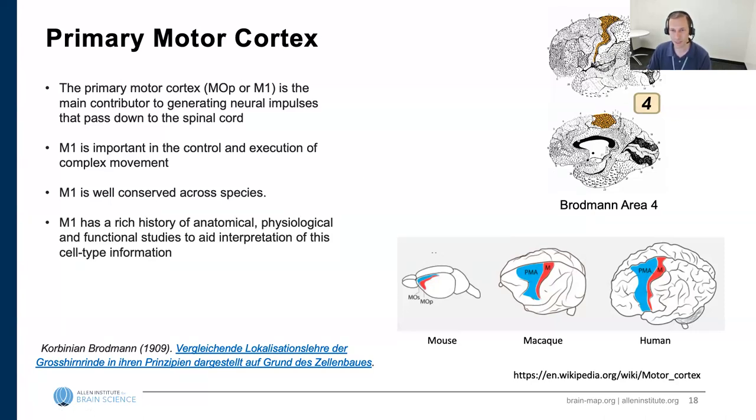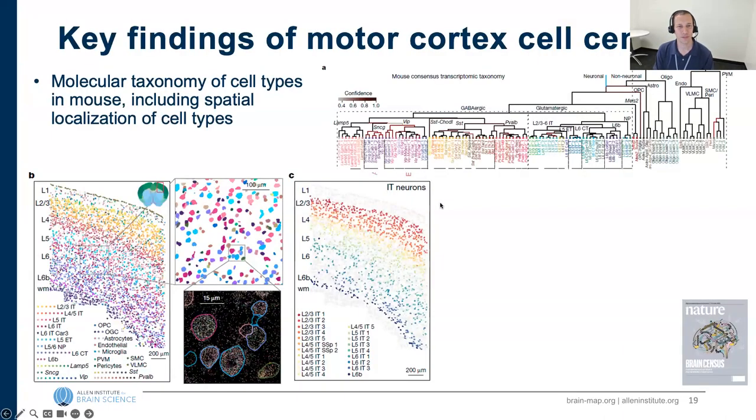On the right here are some images in three different species showing where primary motor cortex and the secondary motor cortical area are in the brain. And so this is where all of the work that goes into the Cell Type Knowledge Explorer is focused. So I'm going to now go through and discuss some of the key findings that came out of these projects.